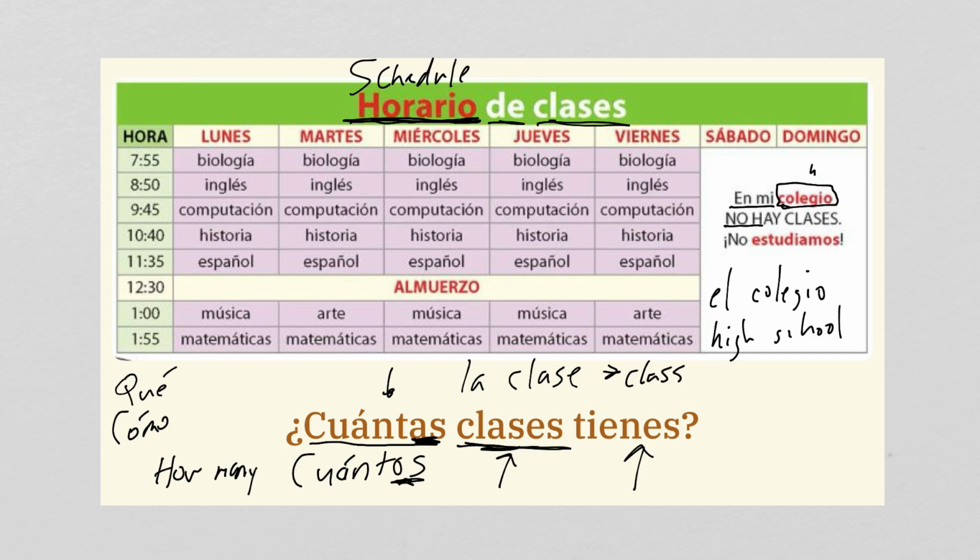So no hay clases. Remember that hay means there is or there are. And on sábado and domingo, no hay clases. There aren't any classes. No estudiamos. Estudiamos, we're going to learn to use this verb in this unit. But here, what it's talking about is we don't study. So estudiamos all by itself is we study. No estudiamos, we don't study.